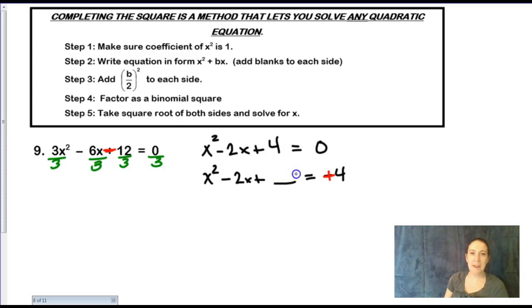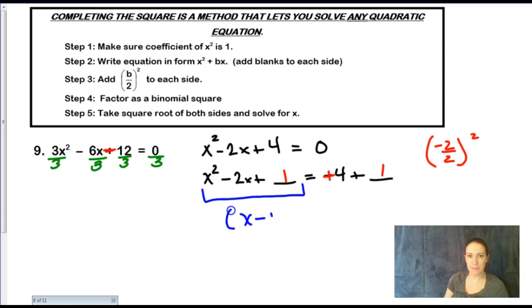Sorry. All right, so we're going to add a blank on both sides. I know some of you have no idea why I just got upset with myself that I had to change that, but trust me, I had to change it. So half of b, and then squared would be 1 squared, so 1. All right, here we go. So this becomes x minus 1 quantity squared equals 5.